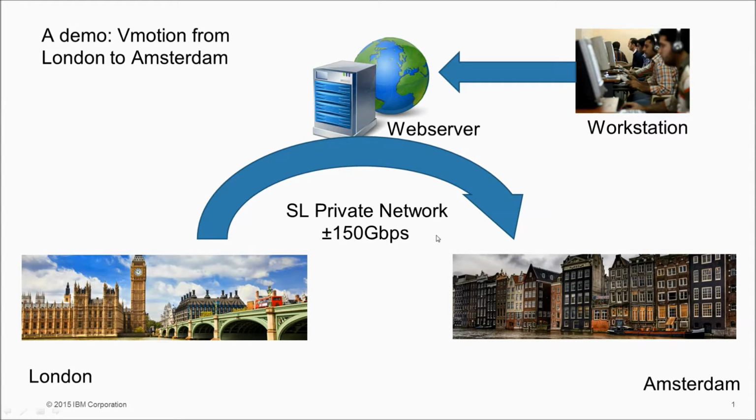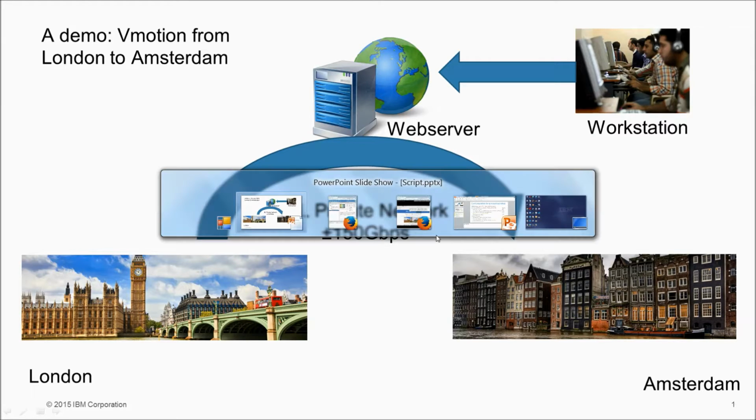I will demo how we move virtual machines in a VMware vSphere 6 environment in the IBM SoftLayer cloud. We will move VMs from a SoftLayer data center in London at the left to the SoftLayer data center in Amsterdam. Now let's start the demo.